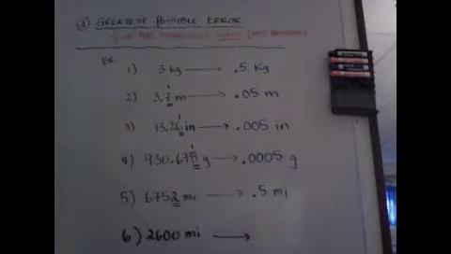Okay, here's the tricky one. What if I have 2,600 miles? So from here to Samoa is about 2,600 miles. If somebody rounded it off to 2,600 miles, and we want to find the greatest possible error.